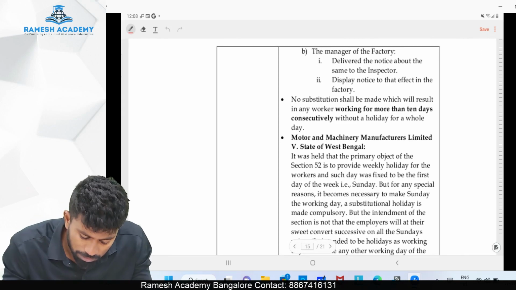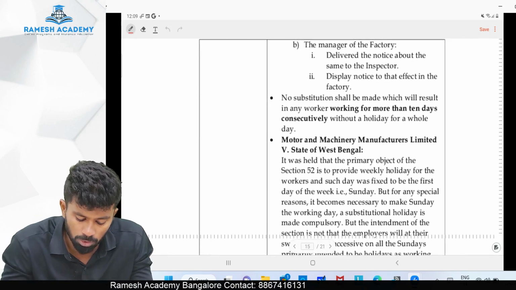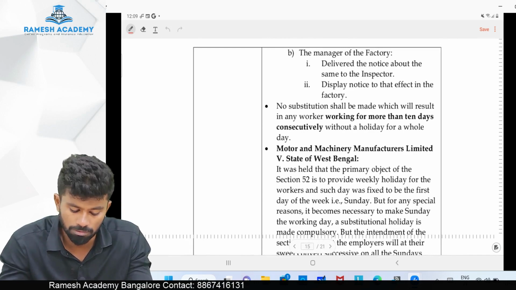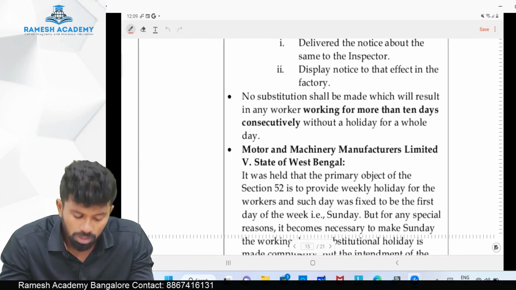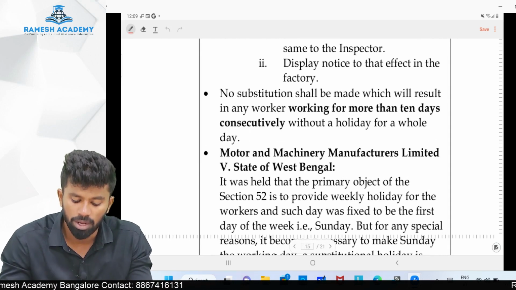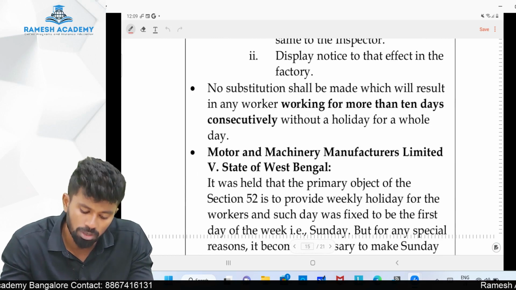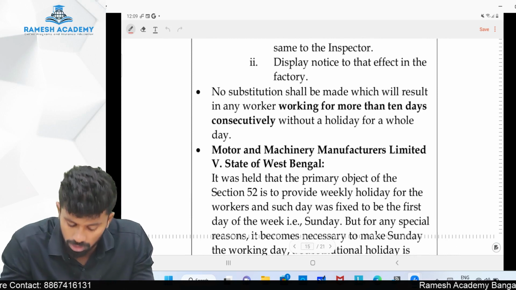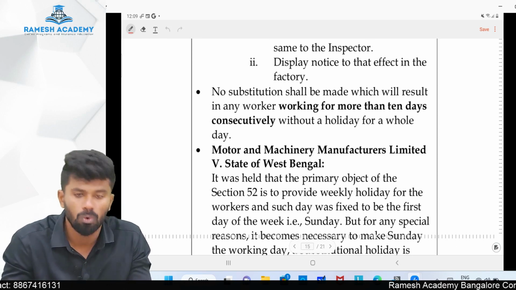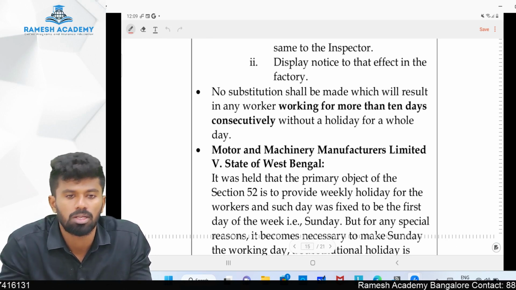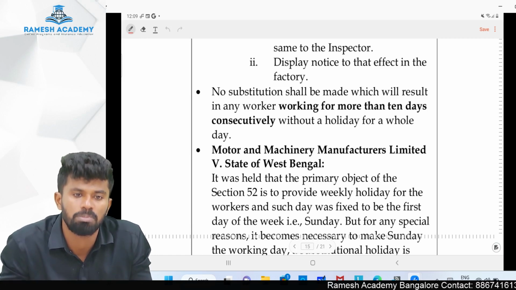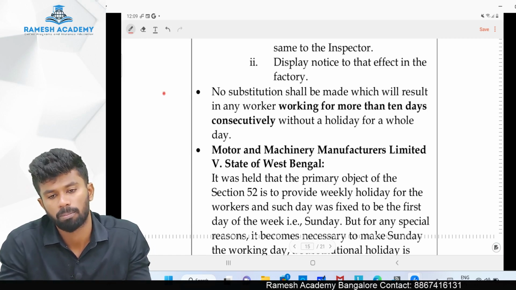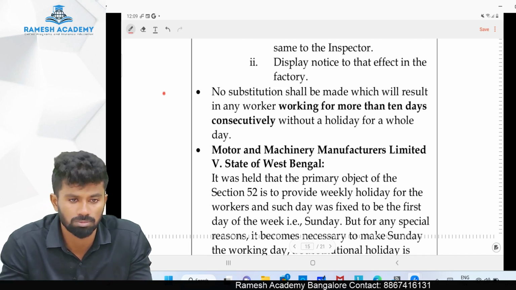The manager of the factory shall deliver the notice about the same to the inspector and display the notice to that effect in the factory. No substitution shall be made which will result in any worker working for more than 10 days consecutively without a holiday for a whole day. There can't be a situation where a person is made to work for more than 10 days without a break. That is the maximum time allowed.